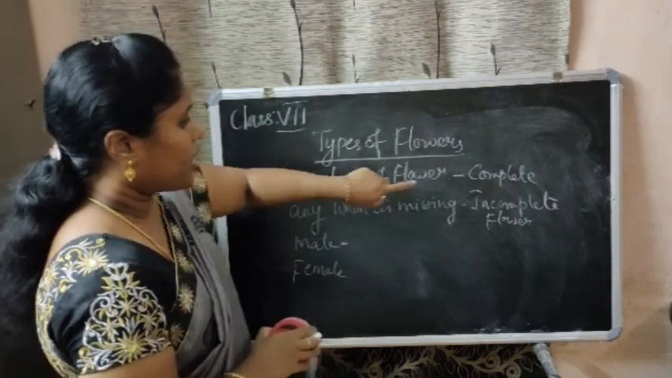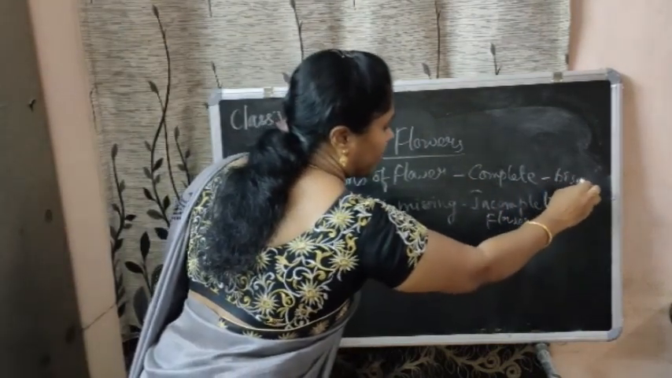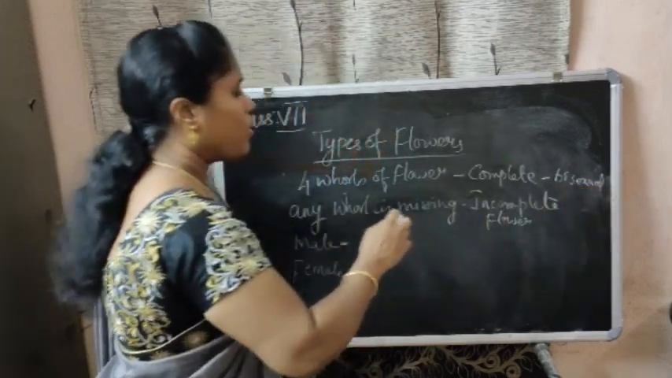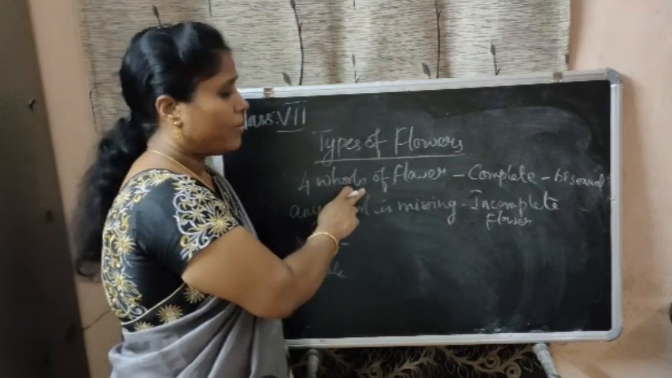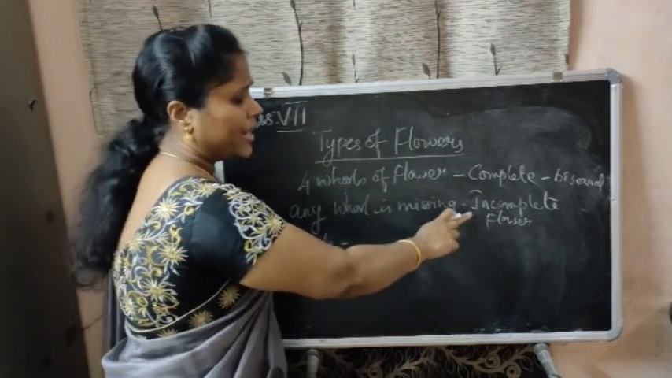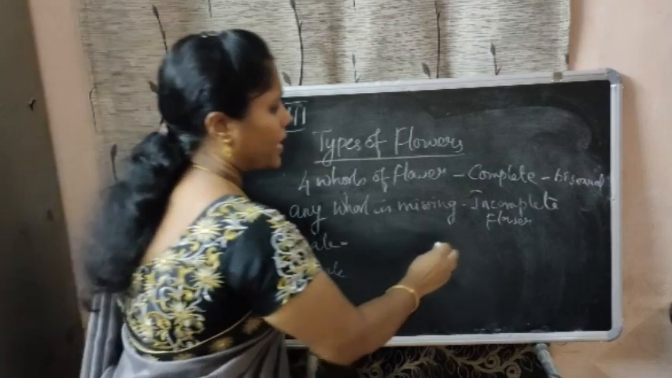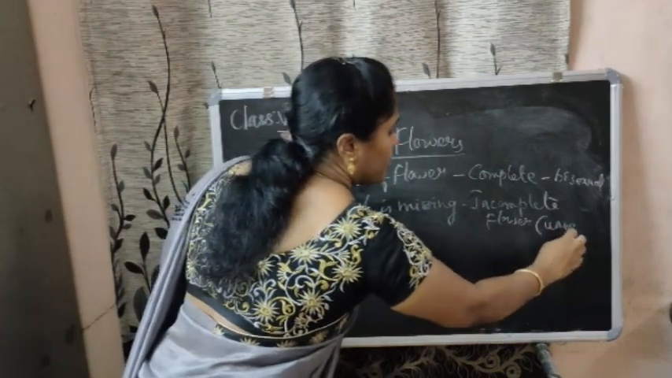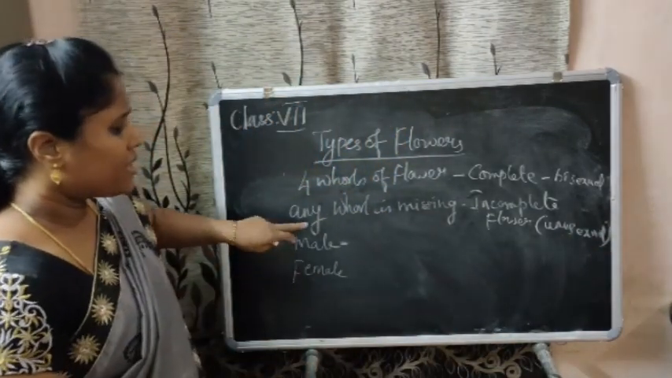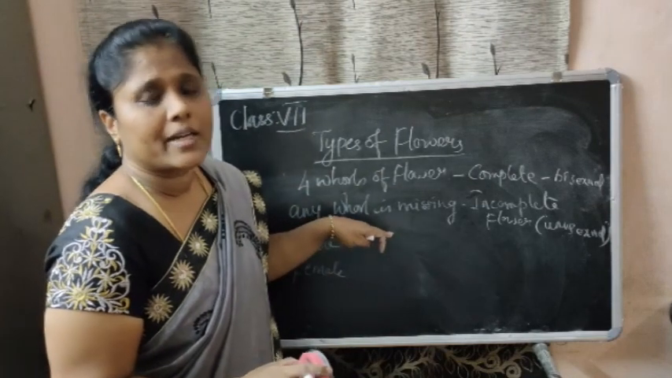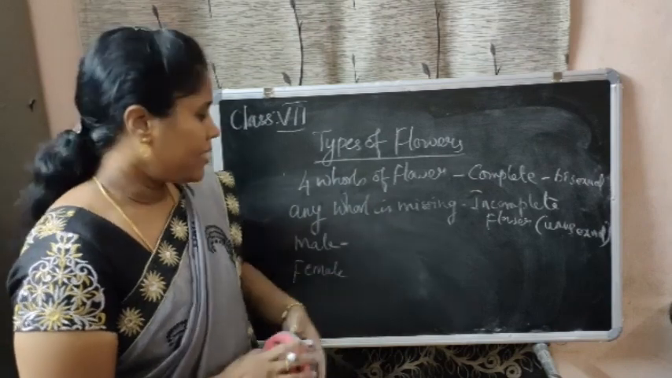So usually the complete flower will be bisexual in nature, that is both the male and the female reproductive parts will be present in the same flower. In an incomplete flower, only one part will be present. This will be possible in unisexual flowers. Either only the androecium will be present or the gynoecium will be present.